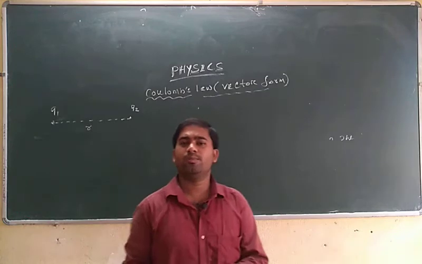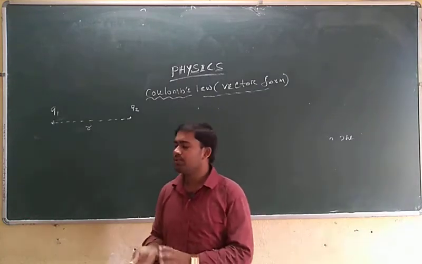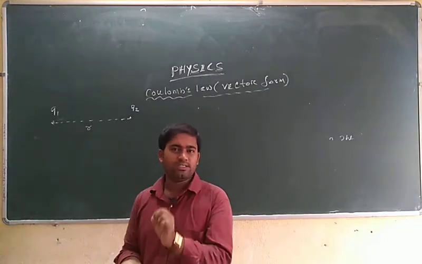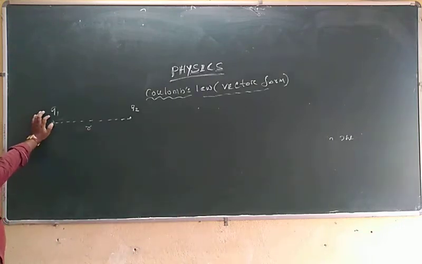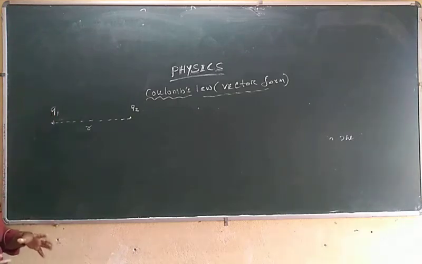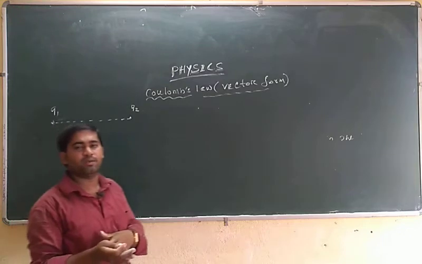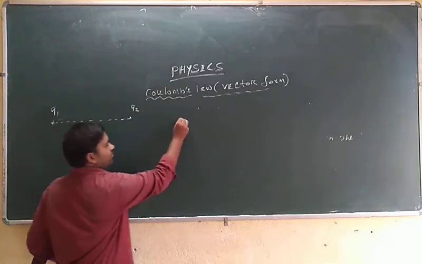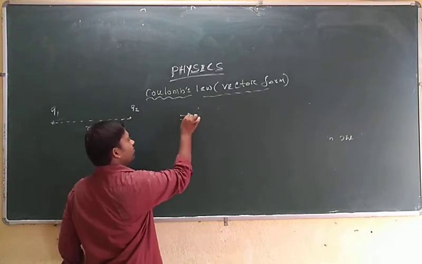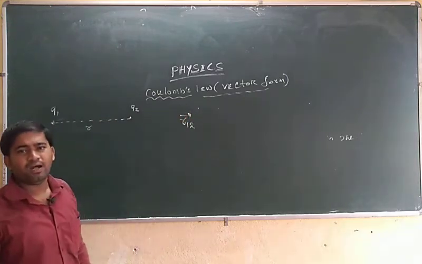As for the direction of motion means what? Suppose I take the movement from q1 to q2, or I can take the movement from q2 to q1. When we take the movement from q1 to q2, it makes a displacement of R12. So what are the different terms? R12 vector.